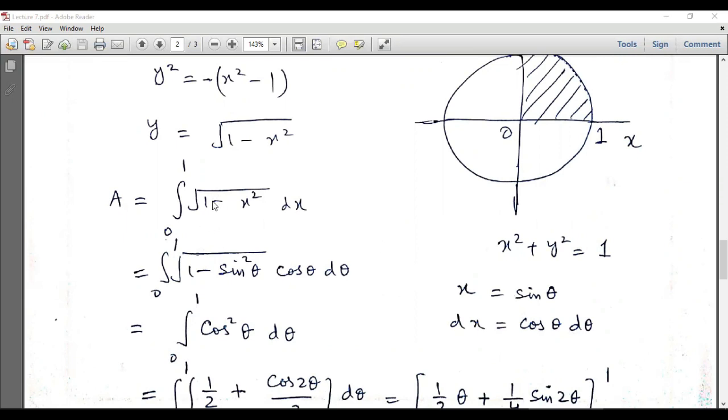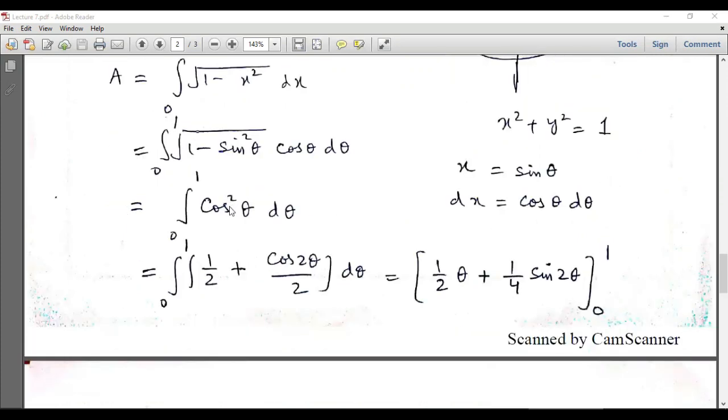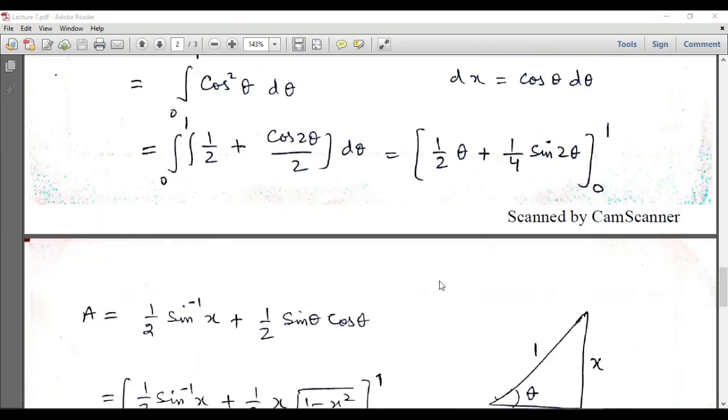Put the substitution in this equation, it will become integral of square root of 1 minus sine square theta times cos theta d theta. So square root of 1 minus sine square theta is equal to cos theta. Cos theta into cos theta is cos square theta d theta. So cos square theta is equal to 1 plus cos 2 theta over 2. So this is 1 by 2 integral of 1 plus cos 2 theta, d theta. And the integral of 1 by 2 is theta by 2, and the integral of the cos 2 theta expression is 1 by 4 sine 2 theta. Let's put these limits.